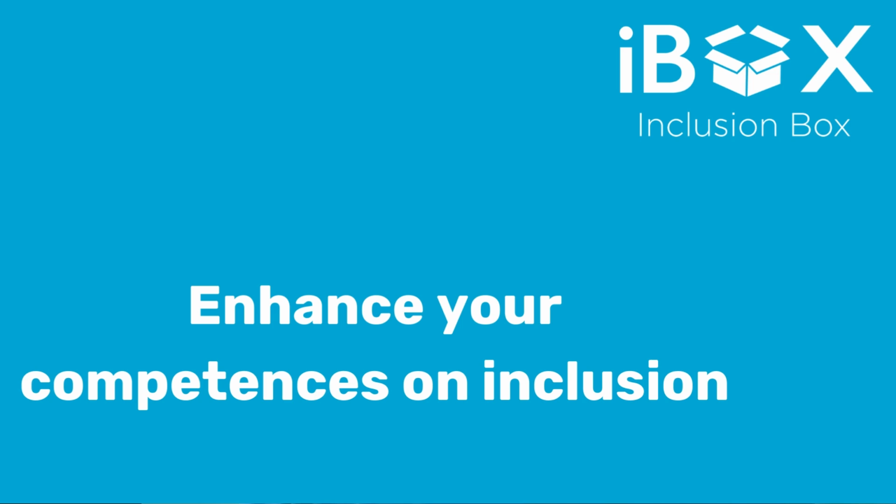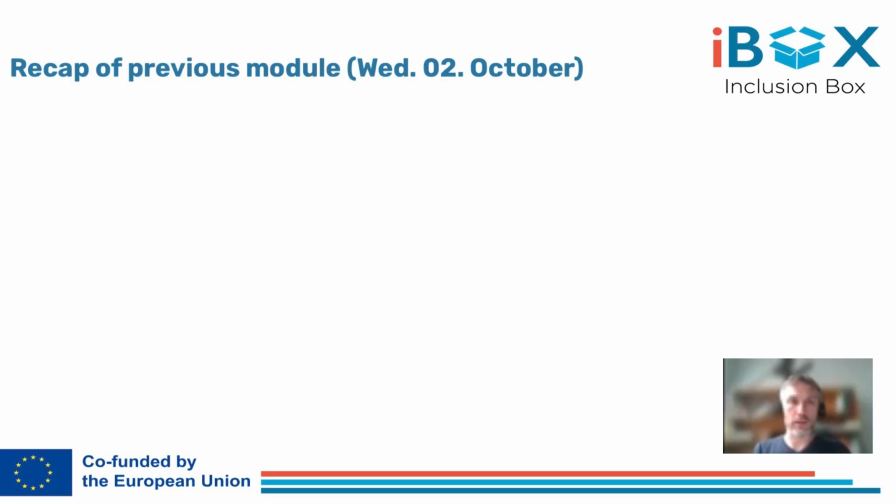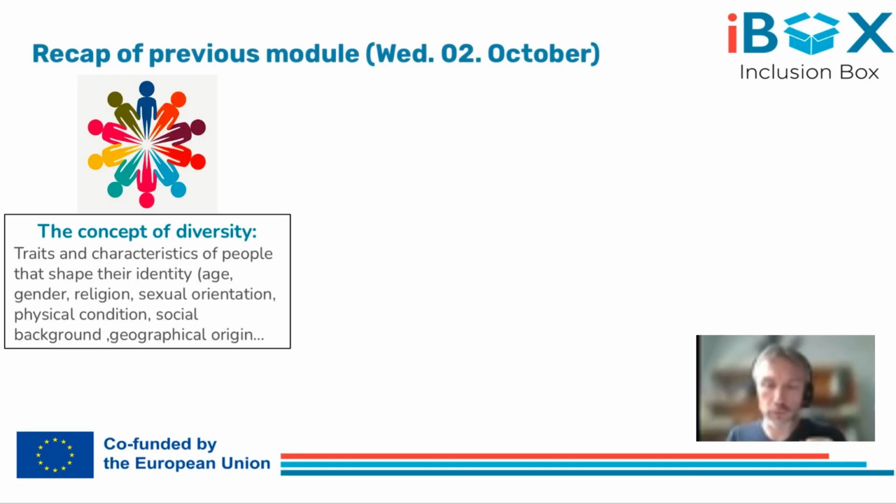Just to start the session, I'll share my screen again. Okay. So to begin with, first of all, I'd like to make a quick recap of what we did last week. So in the first module, last week we started by tackling the notion of diversity. So what is diversity? What are the various components and characteristics that are part of diversity? So the concept of diversity is basically the set of characteristics that is part of every individual and that shape who they are, like age, gender, physical ability, social background, etc.